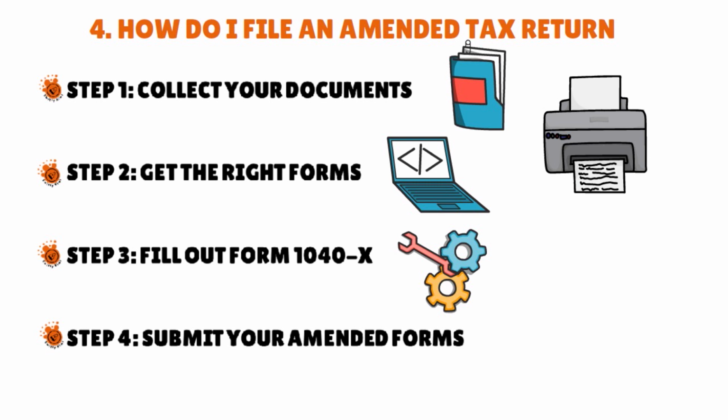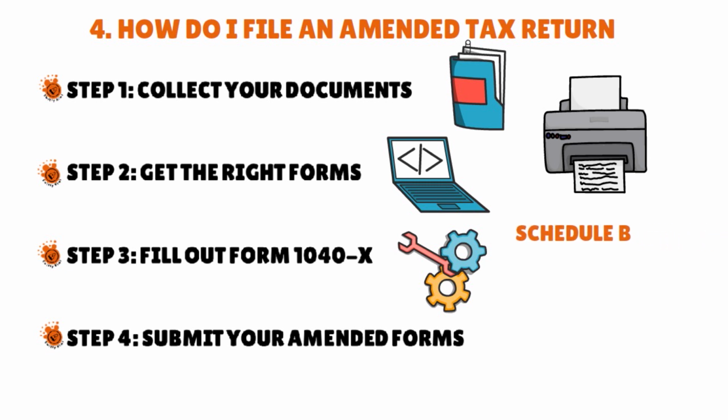So after collecting your documents, you need to get the right forms. Very important. The IRS form for amending a return is Form 1040X. You will also need any forms that will be impacted by your change. For example, let's say you're changing your itemized deductions. You will also need a copy of Schedule A for that tax year. To amend your tax return to add additional interest or dividend income, you will need a copy of Schedule B.